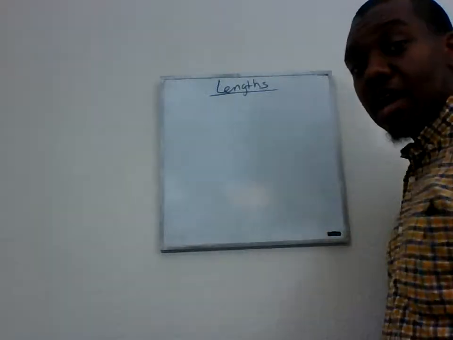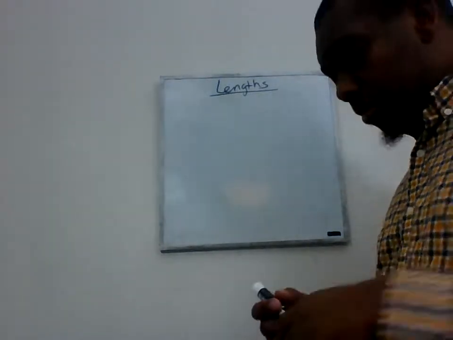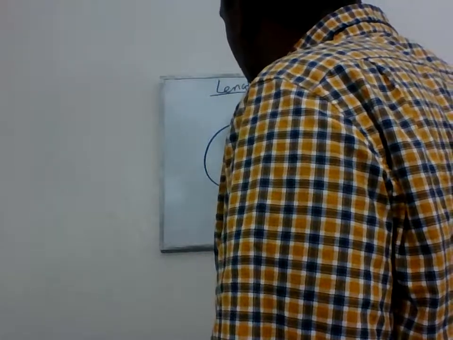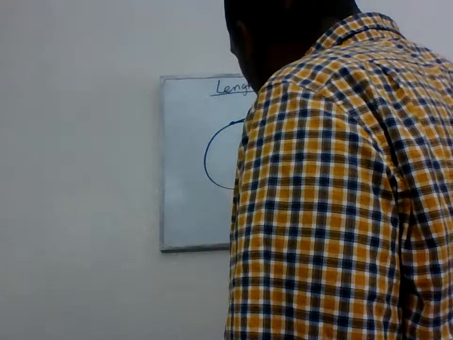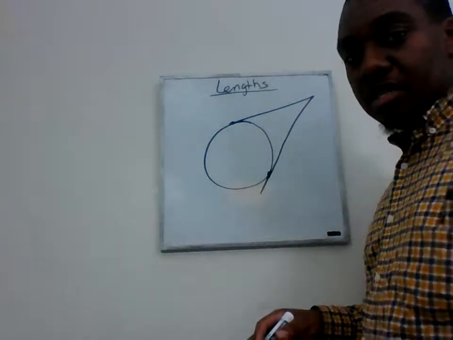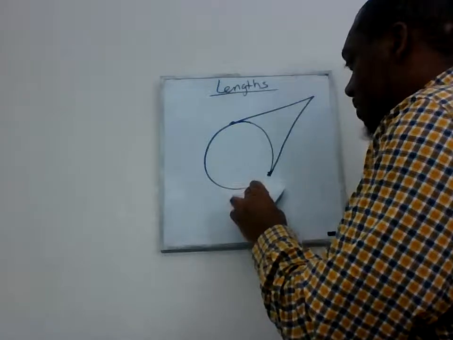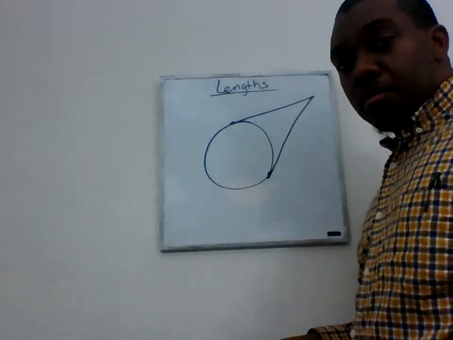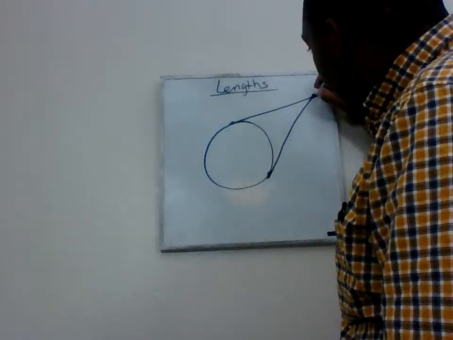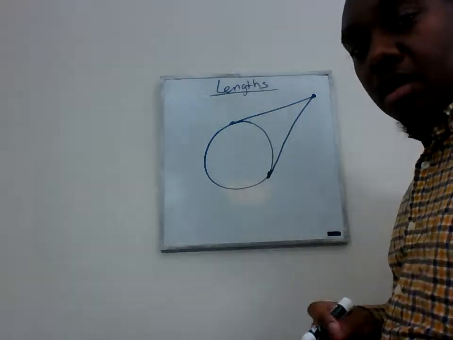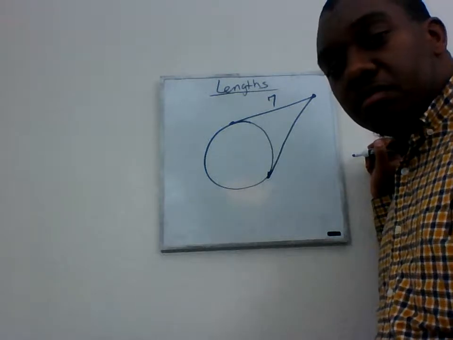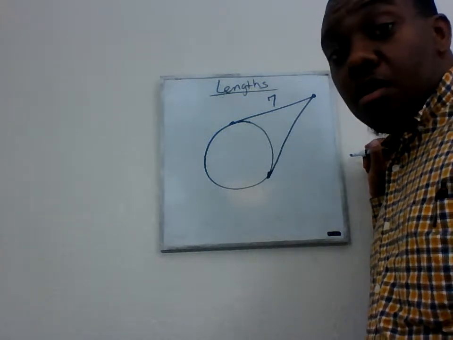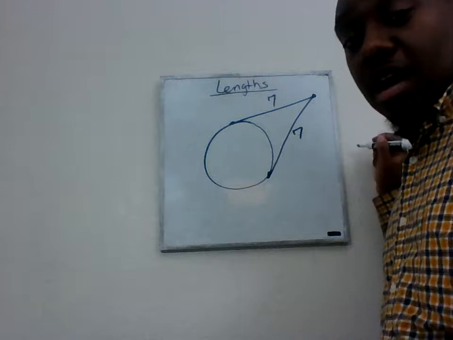So what happens when our lengths are outside the circle? Well, how is that even possible? Well, first let's look at this case. I have my 2 tangent lines here that are outside of my circle, and they intersect at this point out here outside the circle. If I know that this side is 7, I want to find the length of the other side. Well, how am I going to do this? It turns out this side also has to be 7.